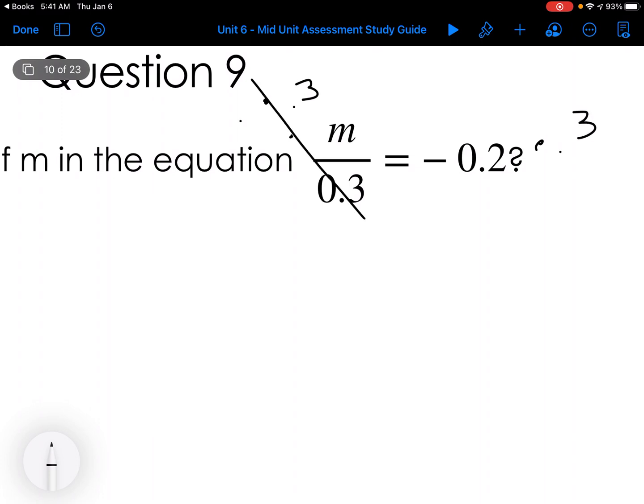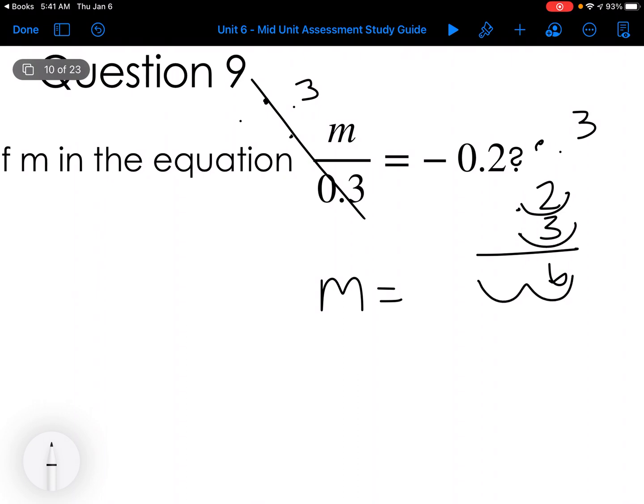So 0.3 times 0.3 leaves me with just m. And I want to look at that. So 0.2 times 0.3, I get 6. I have 2 numbers behind the decimal, so that's 2 numbers behind the decimal in the answer. 0.06. And a positive times a negative is going to give me a negative.